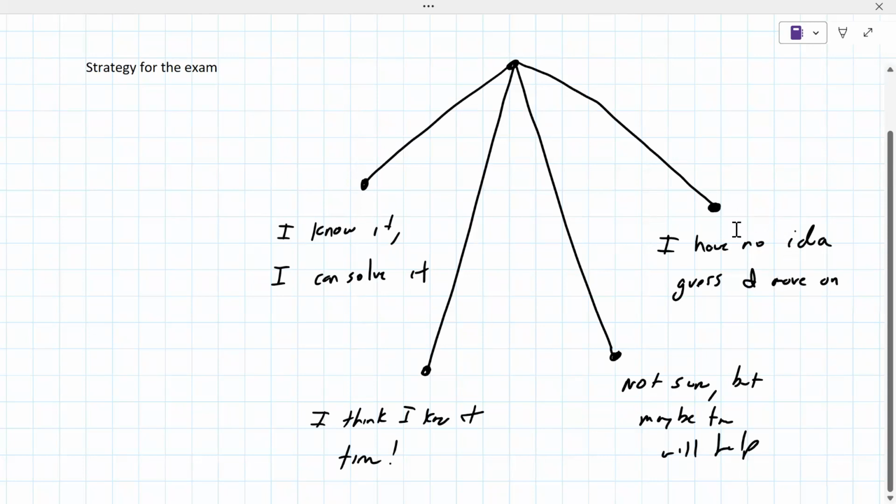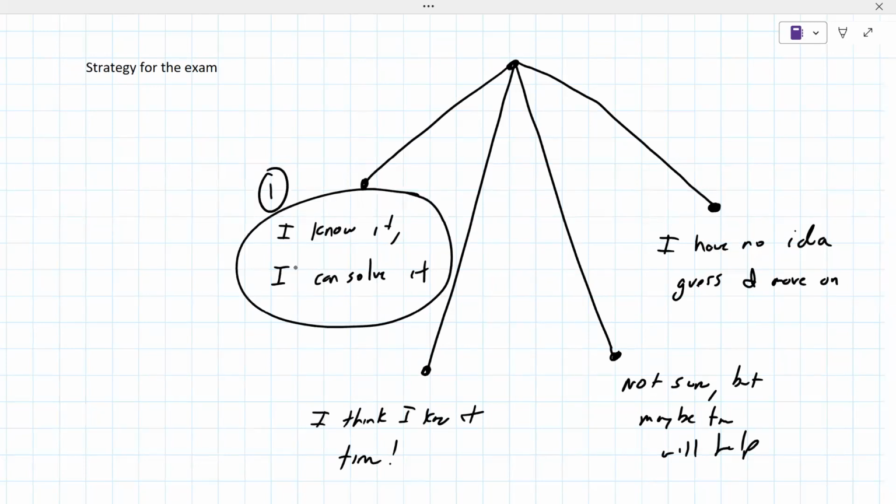You also tend to not go back, is the reality. You might think you'll go back, but then you'll run out of time, and then you'll wish you had just guessed and moved on. So you can vary this strategy for yourself, but we obviously want most of it to be here.